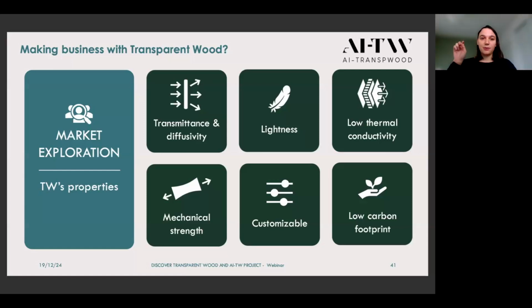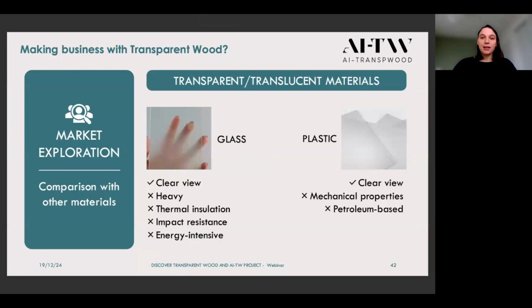Now, let's compare with other materials. The first element to notice is that we look at transparent or translucent materials, as we said before, because otherwise non-transparent natural wood can simply be used. Then, as previously mentioned, glass and plastics are 2 typical materials in that area. They can be transparent and allow a clear view. They can also be frosted when the objective is to let light through without allowing to see details.